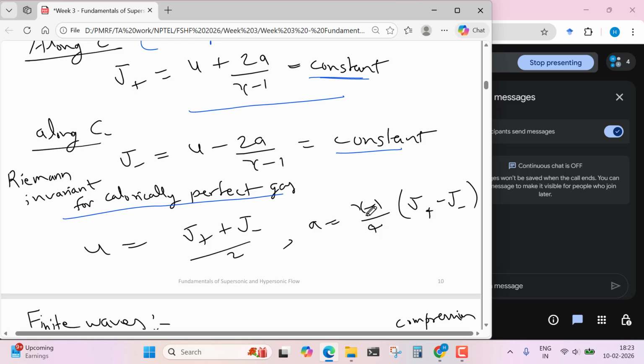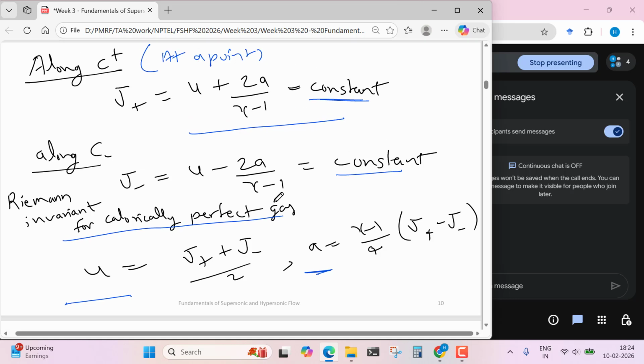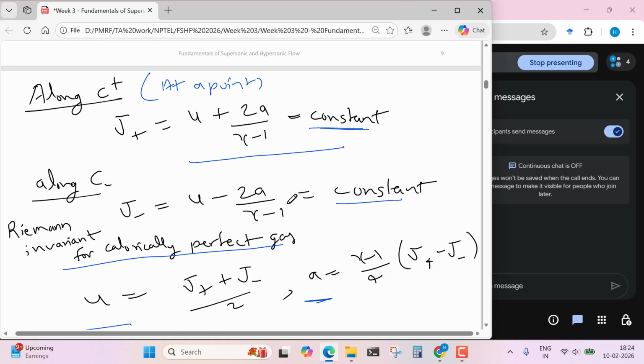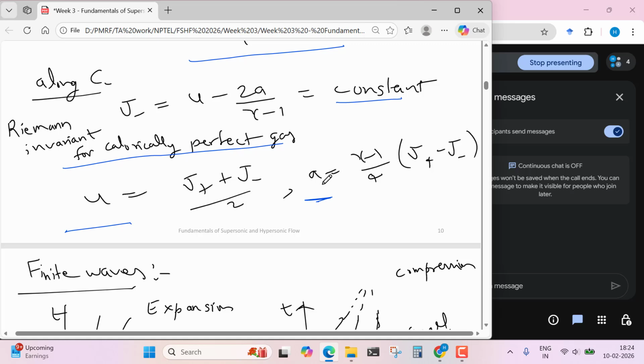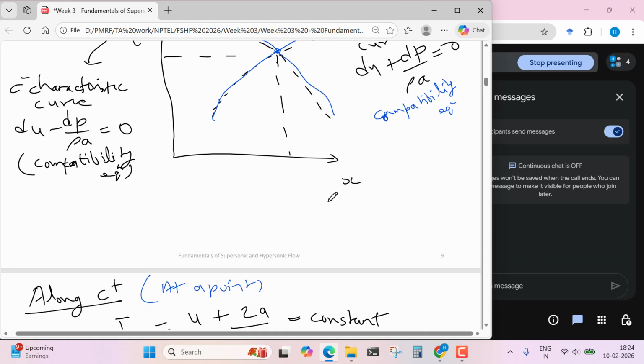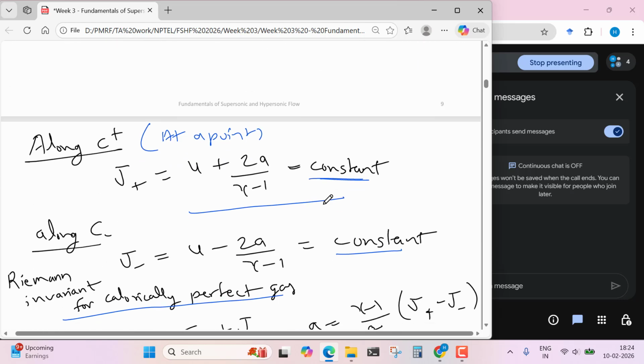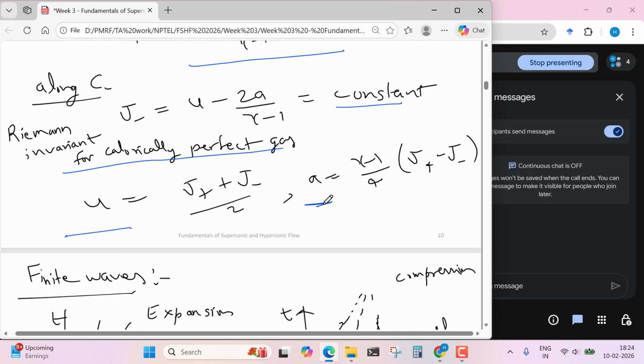equal to (gamma minus 1) upon 4 times (J plus minus J minus). Like that we can find the solution at any point using this Riemann invariant. And generally this Riemann invariant also we can find using the initial and boundary conditions. So using this, there is one powerful method, the method of characteristics, you might have heard about it, to find the solution of a problem.